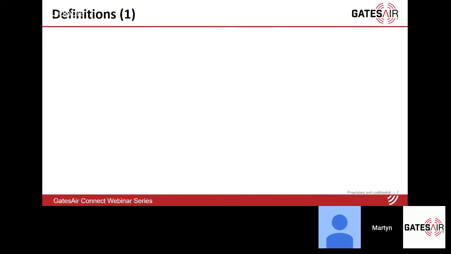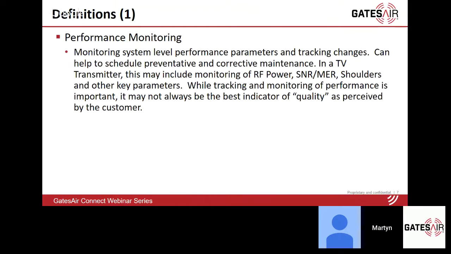So I'm just going to quickly go through a couple of, well, actually 4 definitions. First of which is what I would call performance monitoring. And a monitoring system like this is something that most TV stations and radio stations in this country already do. They monitor things like power levels and technical parameters such as SNR, signal to noise ratio, modulation error ratio, shoulder levels. What's the frequency? Is it within the standards? Things like this are being done today.